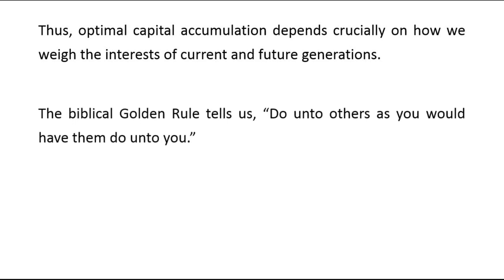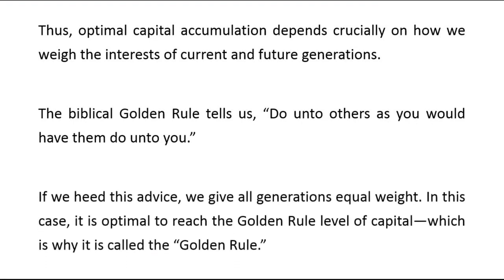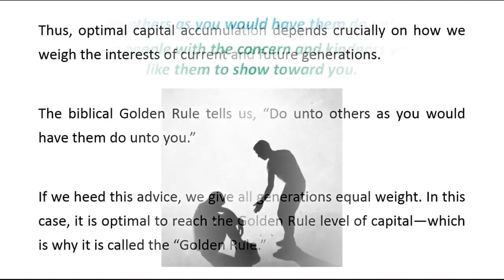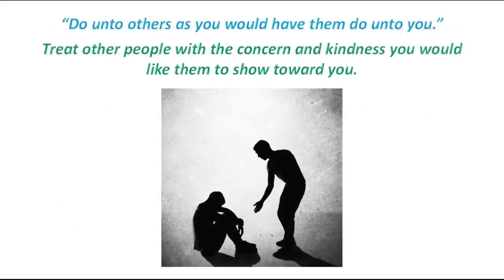The biblical golden rule tells us: do unto others as you would have them do unto you. If we heed this advice, we give all generations equal weight. In this case, it is optimal to reach the golden rule level of capital, which is why it is called the golden rule. Do unto others as you would have them do unto you. Treat other people with the concern and kindness you would like them to show towards you.